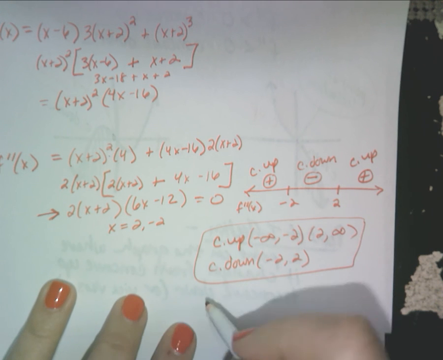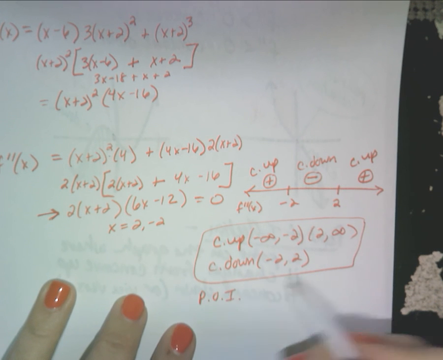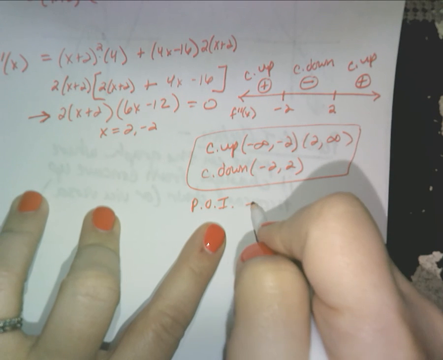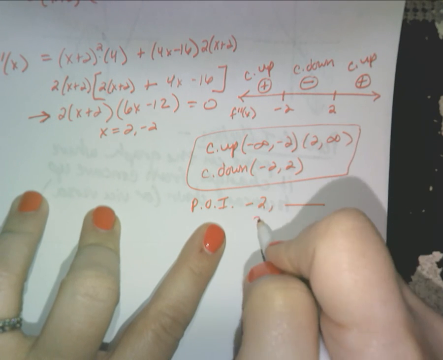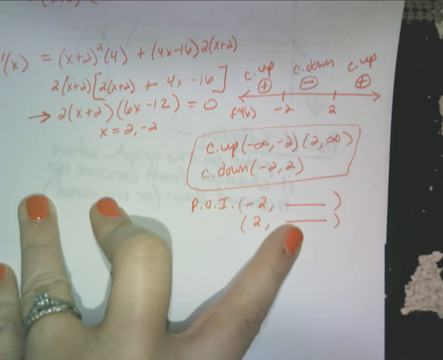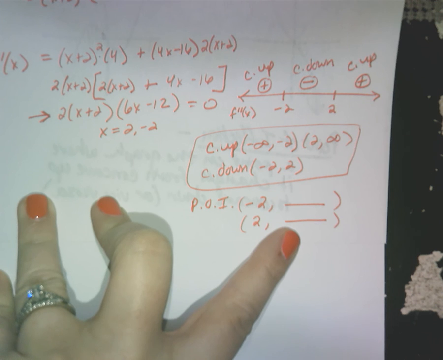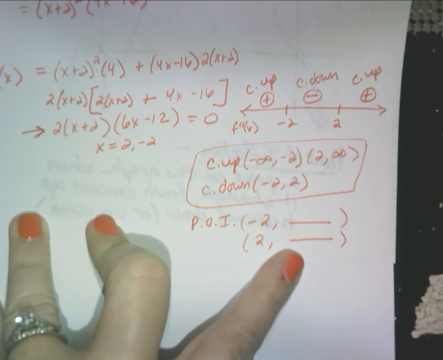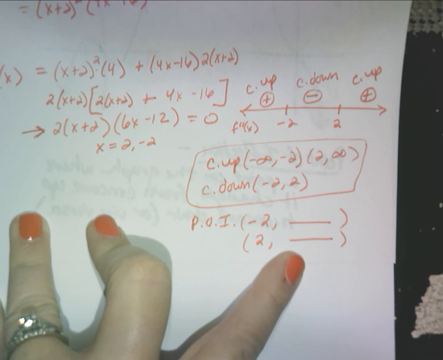So you have to find them. How do you find them? Well, one of them is going to be at -2, comma something. The other one's going to be at 2, comma something. How do you find that comma something? Plug it into the original. Anytime you want to find a y value, you plug into the original.